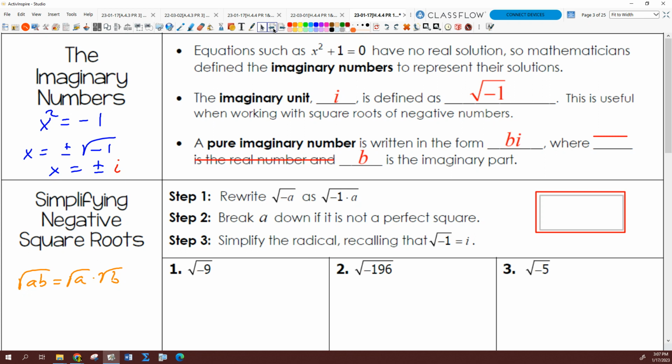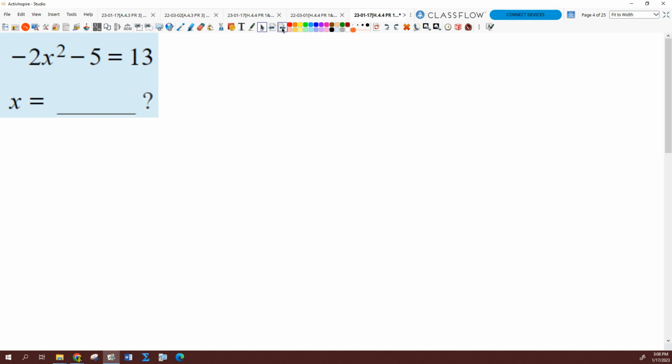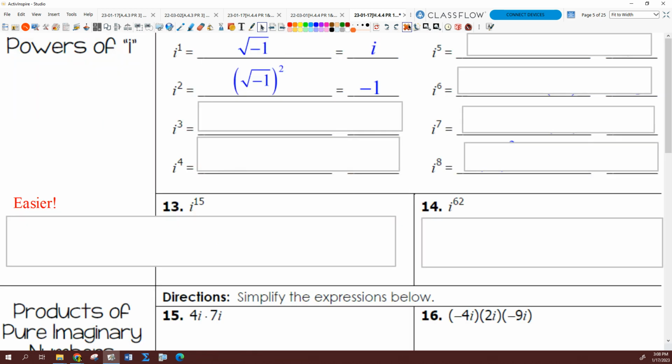What's i squared equal to? If i equals the square root of negative 1, what if I square both sides? Negative 1, right? So by definition, i squared is equal to negative 1. Okay? All right, so that one we know. i squared is the square root of negative 1 quantity squared, which is negative 1.